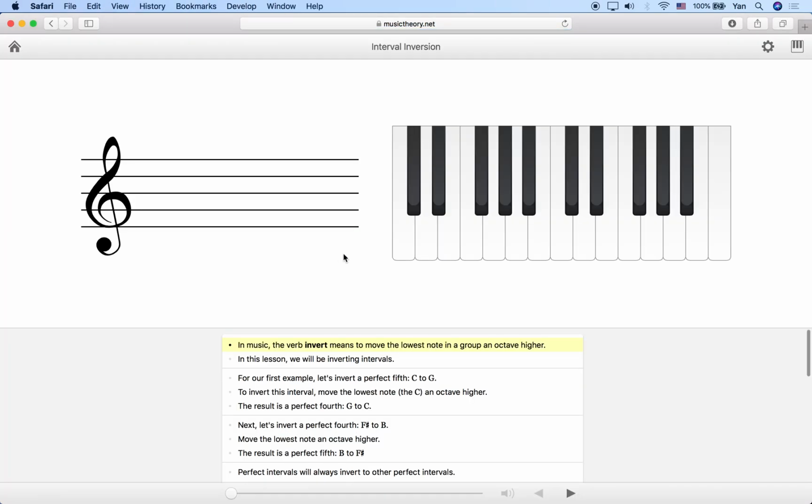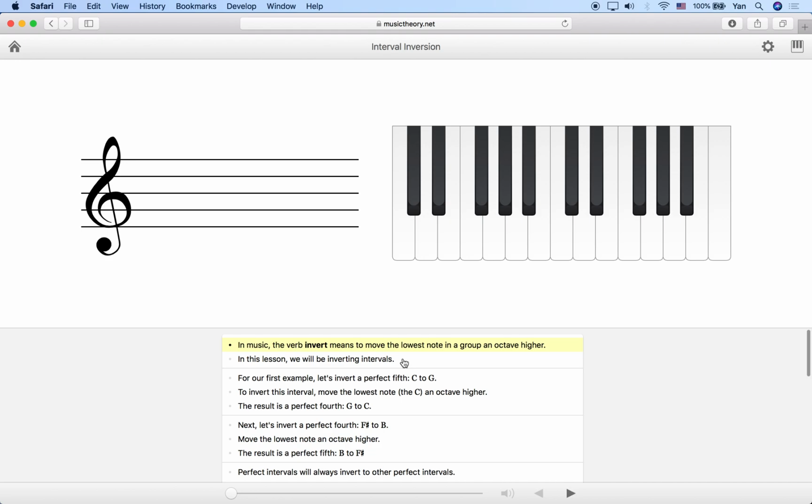When we talk about an inversion in terms of music, we're talking about moving the lowest note in a group an octave higher. Inversion works for intervals, a group of two notes, and it can also work for a chord, which is the first lesson of the advanced music theory, the next lesson after this. So chords also have inversions, but the first time that we see inversions is with groups of two notes, which are intervals.